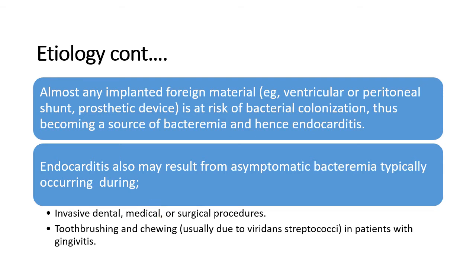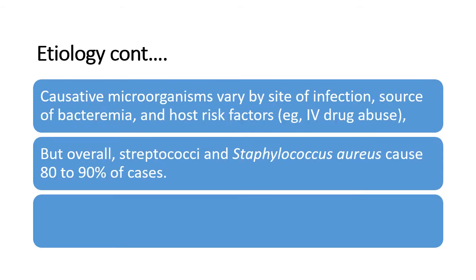Tooth brushing and chewing, usually due to Streptococcus viridans in patients with gingivitis. Again, as I said, in invasive dental procedures and patients with gingivitis, they are at risk of infective endocarditis, which is subacute, because it is most commonly caused by Streptococcus viridans. These are normal flora of the mouth. These are less virulent microorganisms and they cause subacute infective endocarditis.